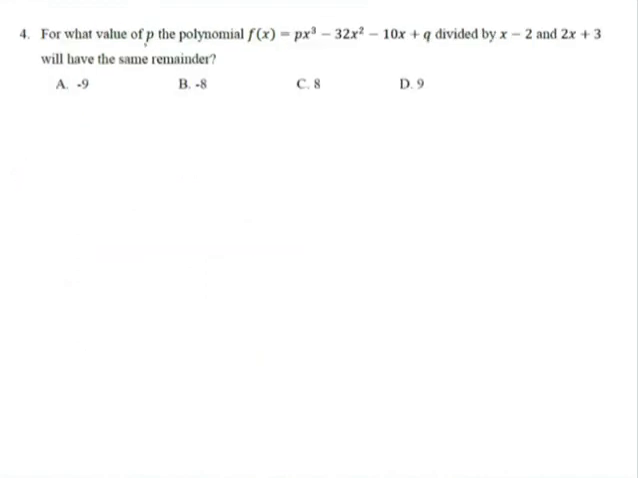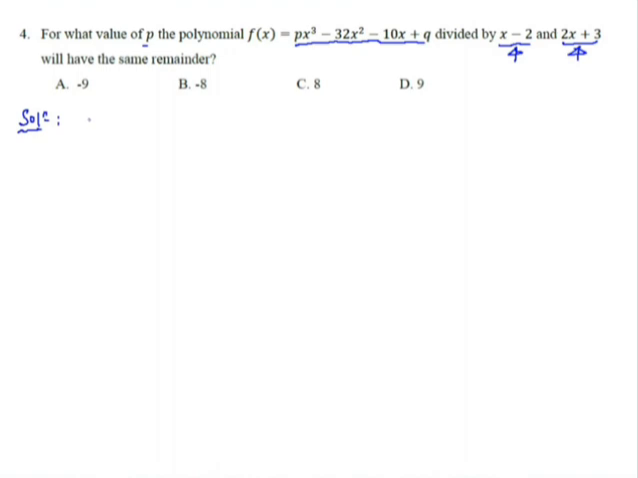Question number 4. For what value of p the polynomial px cubed minus 32x squared minus 10x plus q is divided by x minus 2 and 2x plus 3 will have the same remainder? እንግዲህ p ምን ቢሆን ነው? በx minus 2 በ2x plus 3 ስናካፍለው የተሰጠንን ፖሊኖሚያል በእነዚህ በሁለቱም ስናካፍል the same remainder የሚኖረን p ምን ቢሆን ነው ጥያቄው። So let's apply the remainder theorem.